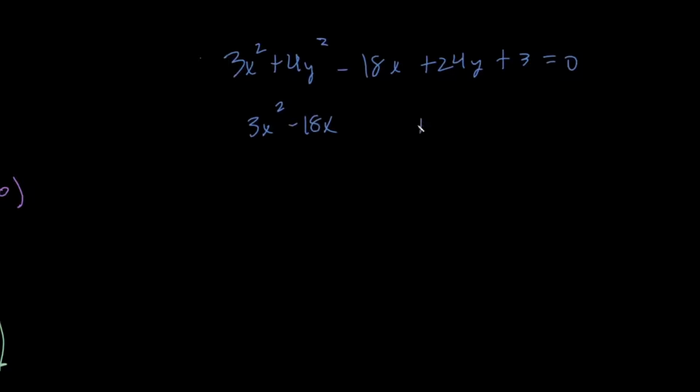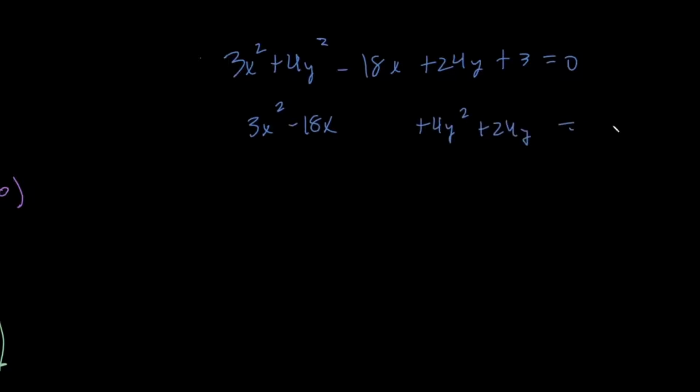So here we have number 8: 3x squared plus 4y squared minus 18x plus 24y plus 3 equals 0. I need to get this in standard form of an ellipse. Yeah, I'll help you with the foci for sure. So we need to get the x's together, 3x squared minus 18x. We need to get the y's together, plus 4y squared plus 24y.